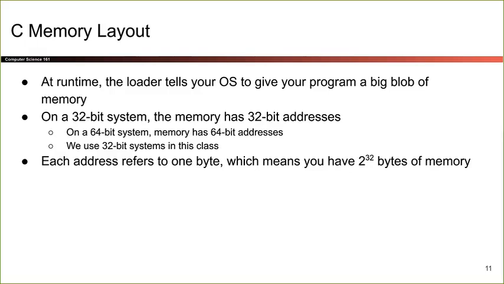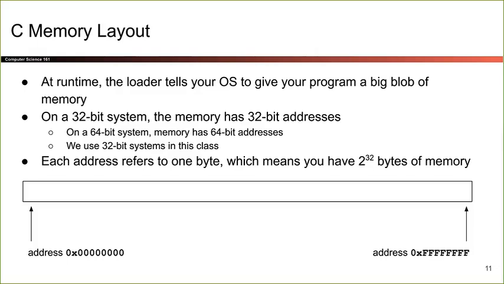Each address is going to refer to a single byte. Because we have 32 bits in our addresses, we have 2 to the 32 possible addresses. That means we can address 2 to the 32 bytes of memory. This is about 4 gigabytes. It's not too important for this class, but it's generally smaller than most modern computers today, which is why we generally move to 64-bit architectures.